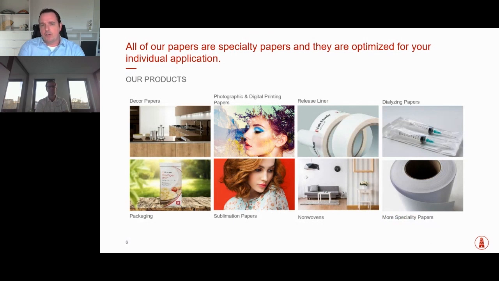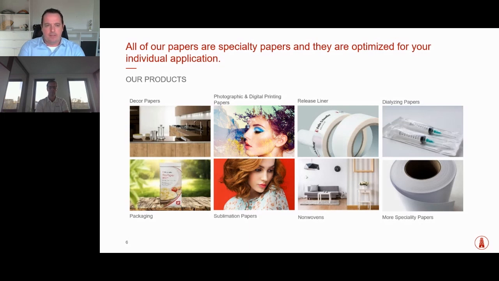The third market, in which we have been growing over the last few years, is the release liner market. A release liner is, for example, a tape paper: when you see tapes or adhesives, you most of the time have some paper in the background which you throw away, and that paper can be produced by the Felix Schoeller Group. The fourth main segment is the dialyzing papers, which are used for medical applications, and as you can expect, with COVID, that has grown over the last few years for us.